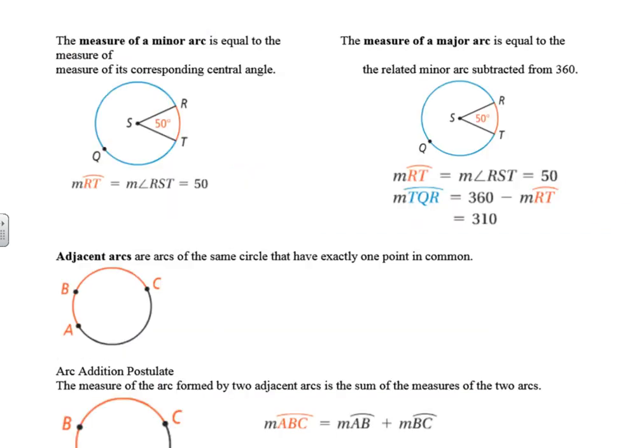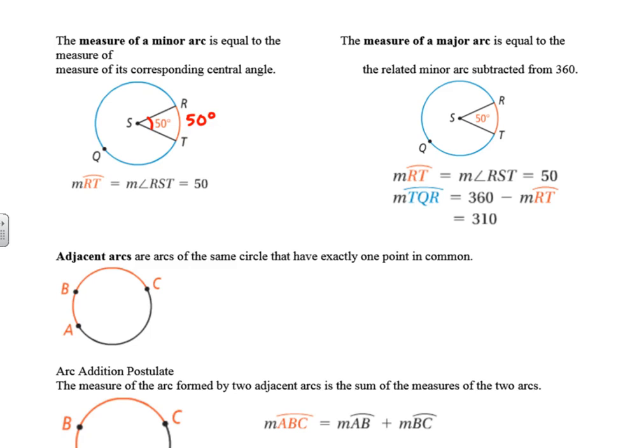The measure of the minor arc is equal to the measure of its corresponding central angle. So as we look at this picture, the angle here and the arc are the same. So they're both 50 degrees. Central angle equals the intercepted arc.